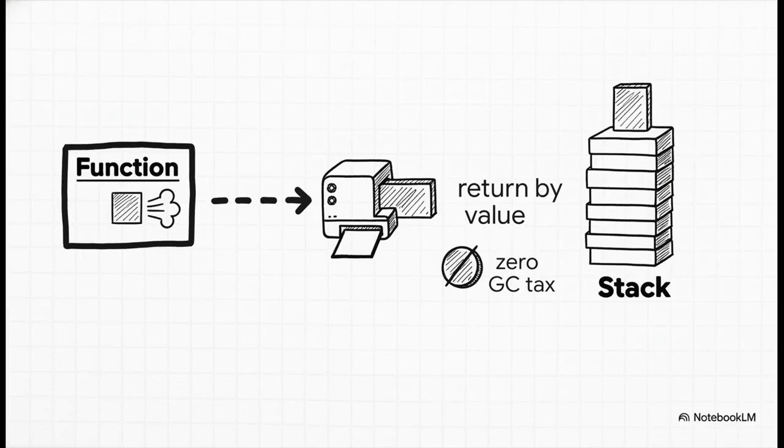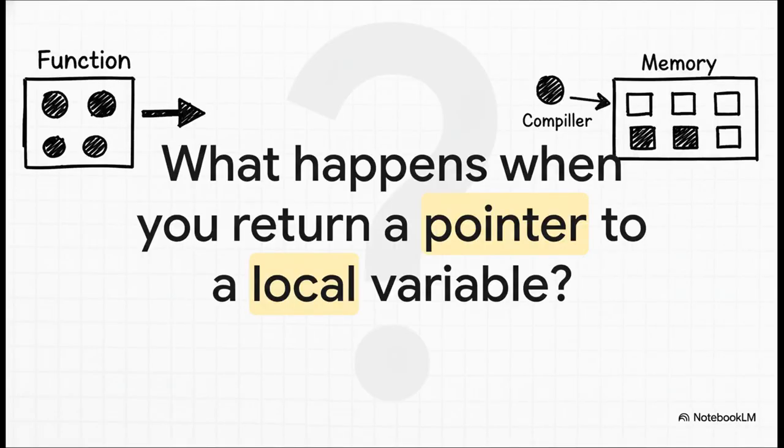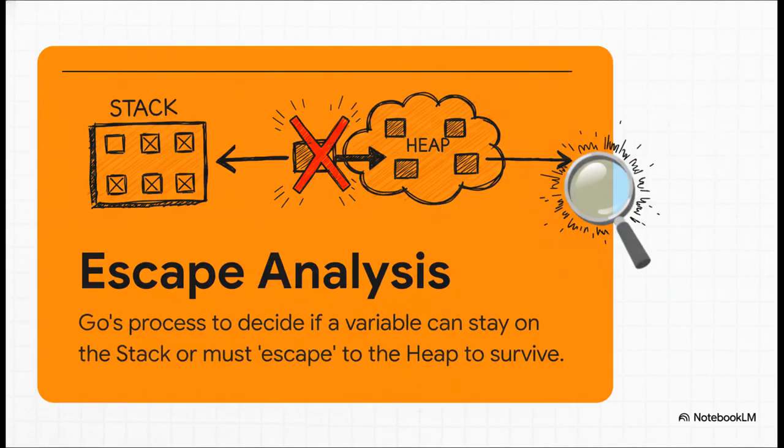Just pure speed. Okay, but this brings us right back to what Ethan did. He created a variable, but instead of returning a copy, he returned a pointer, just the memory address for that variable. So, what does the compiler do now? It's got a problem. This is where that secret process comes in. It's called escape analysis. The compiler looks at that pointer Ethan returned and thinks, whoa, hold on.